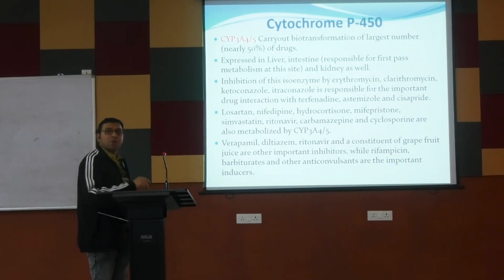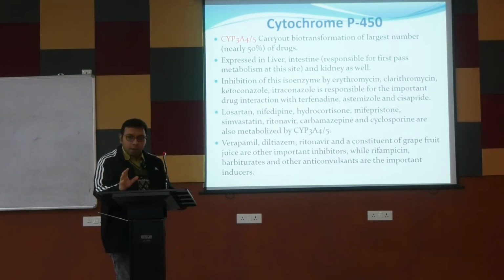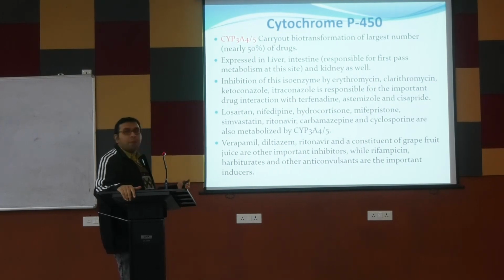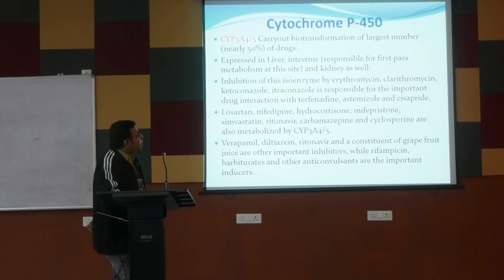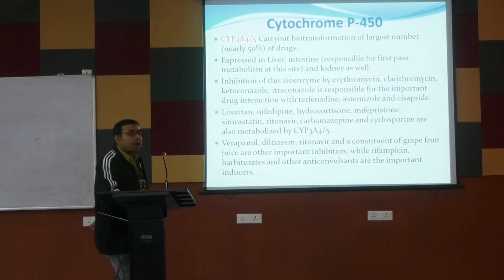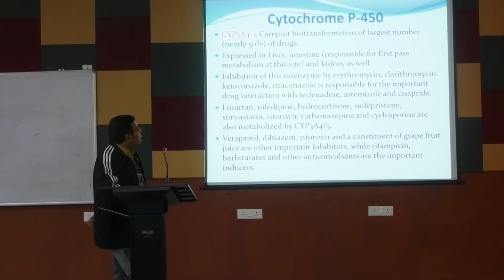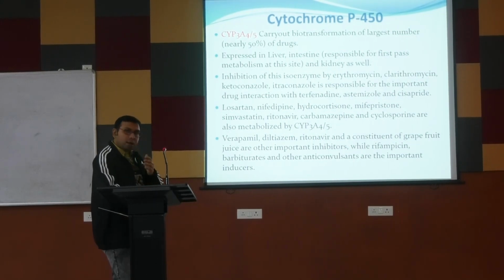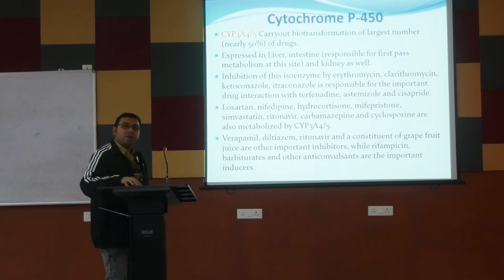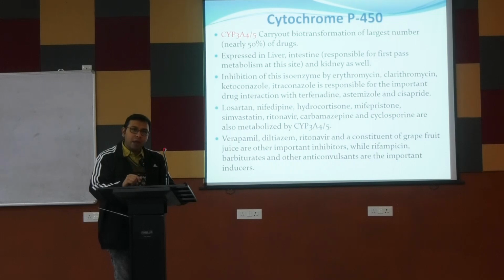This is important when you are asked in an MCQ or elsewhere what is the most common, the most important cytochrome P450 enzyme: that is cytochrome 3A4 or 5, usually. It is expressed in the liver, intestine, and kidney. In the intestine, it is basically responsible for first pass metabolism. Inhibition of this isoenzyme happens by different types of drugs. So there are different drugs that can inhibit or induce these cytochrome P450 enzymes.